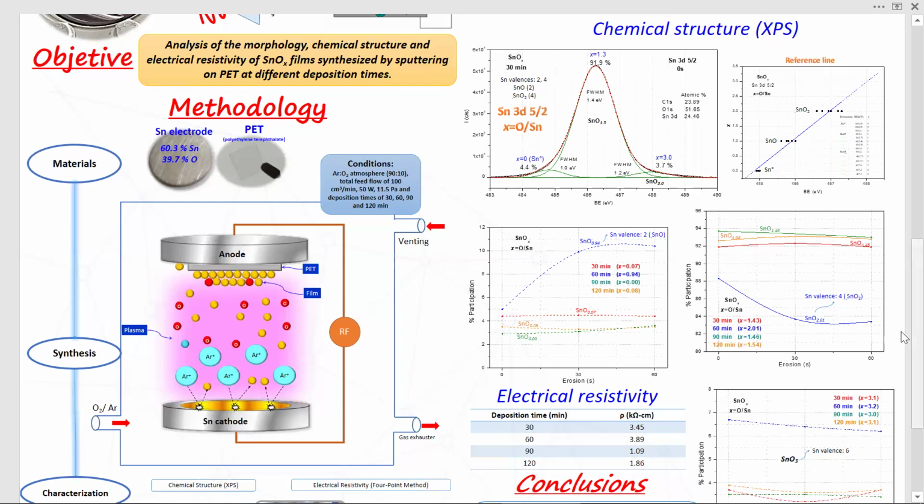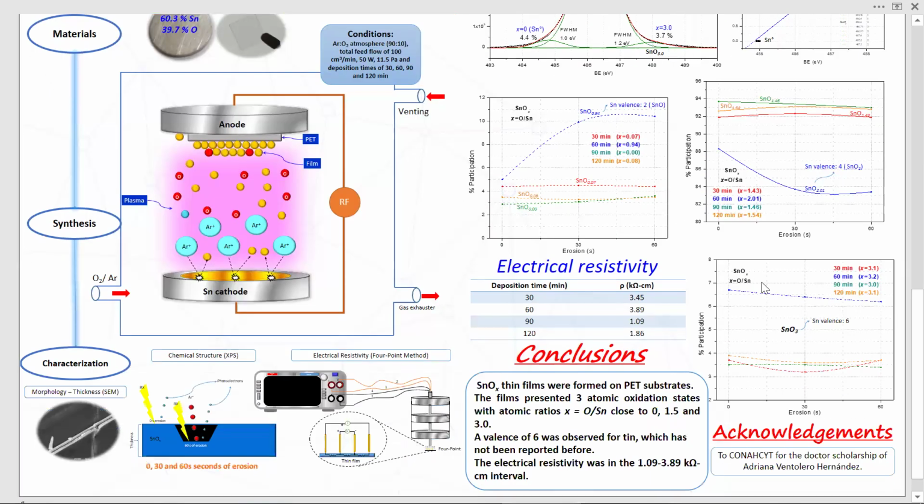A similar procedure was carried out on films obtained at 60, 90, and 120 minutes. And in the figures, we can observe the percentage of participation as a function of the erosion time for the 3 chemical states found in each of the films. For the first chemical state in the 30, 90, and 120 minutes films, the state practically does not change and corresponds to SnO0 or metallic tin. The percentage of participation at the different erosion times tends to be constant.